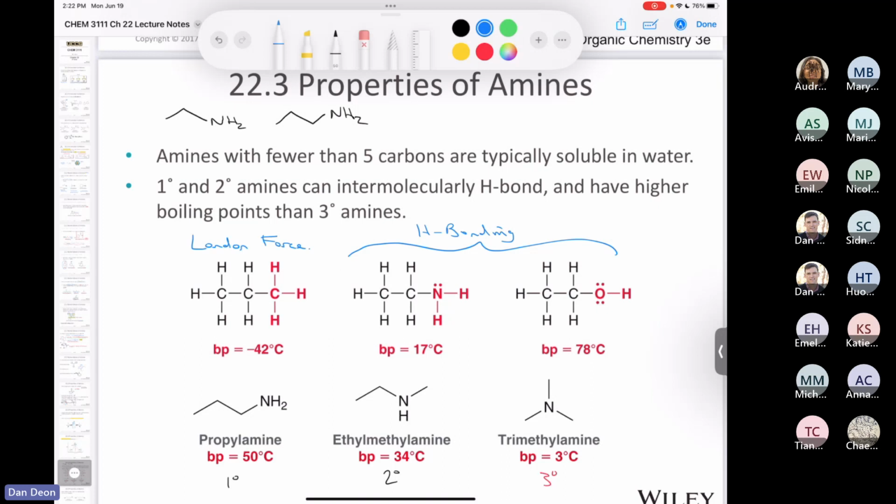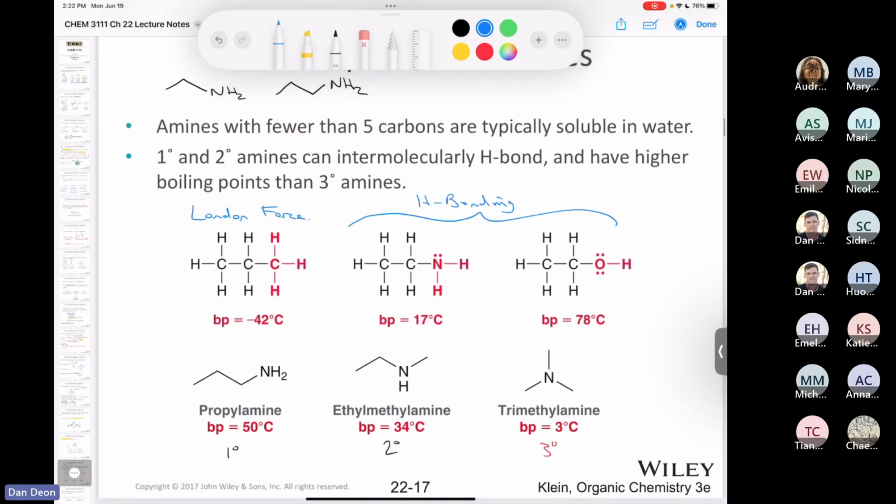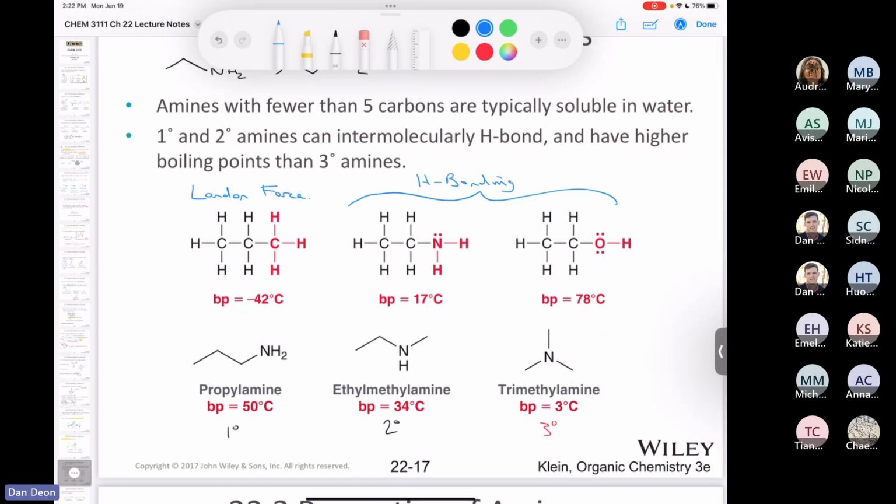And the reason why is because nitrogen is not as electronegative as oxygen. It's nothing more than that. What else? So we've covered the boiling points of an alkane versus an amine versus an alcohol. We've covered the boiling points of primary and secondary and tertiary, maybe not exactly.